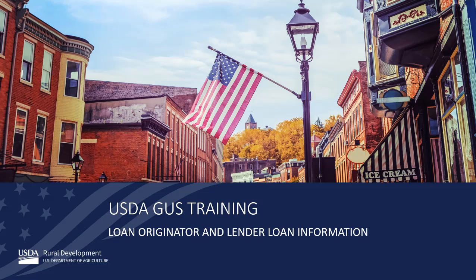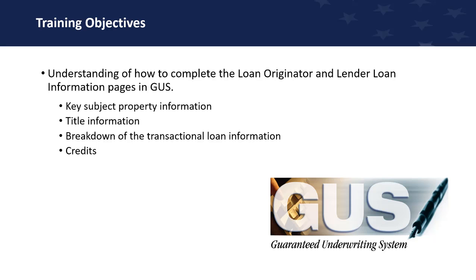Welcome to the Loan Originator and Lender Loan Information Training module presented by the USDA Single Family Housing Guaranteed Loan Program. Let's review the training objectives for the Loan Originator and Lender Loan Information Training module. After taking this training, the user will understand how to complete the Loan Originator and the Lender Loan Information tabs in GUS. We will specifically discuss the following aspects of the loan originator and lender loan information pages: key subject property information, title information, breakdown of the transactional loan information, and credits.